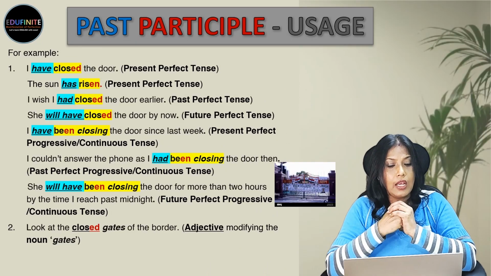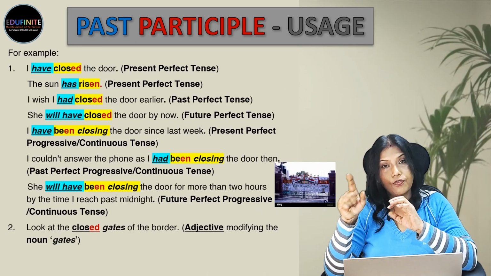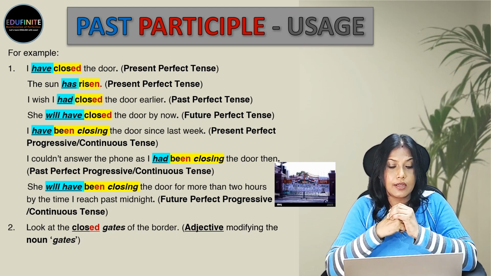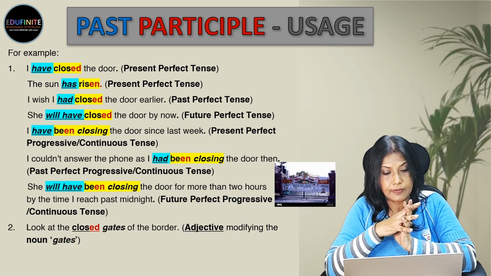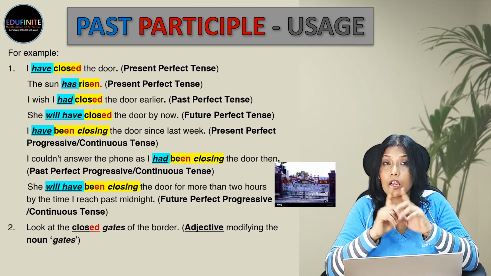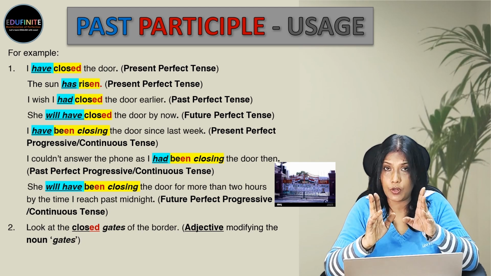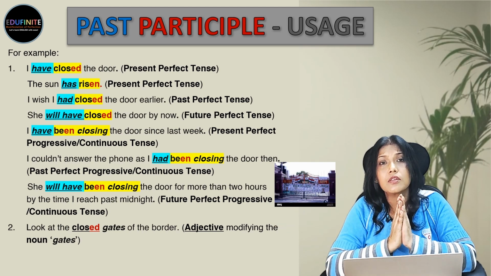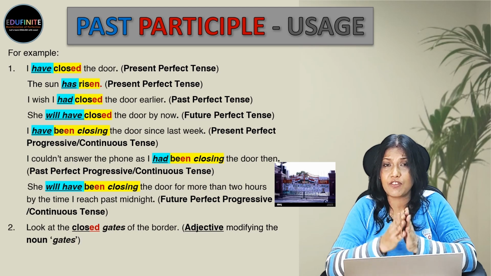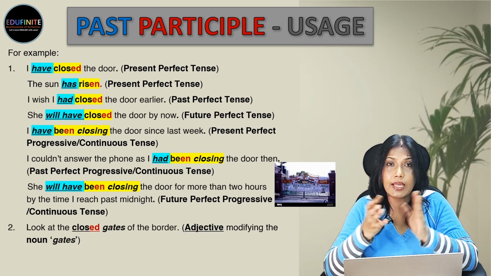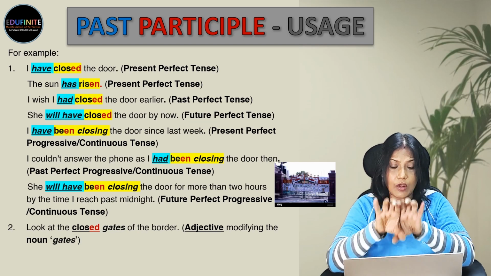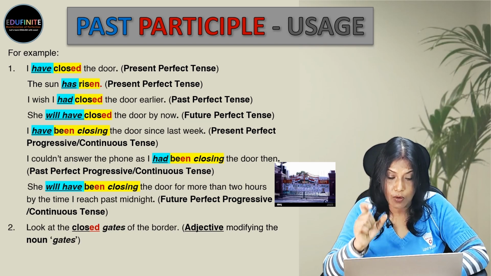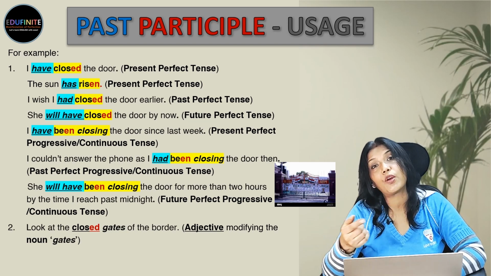Okay, next, look at the closed gates of the border. So here, what have we done? We have used the past participle. Here, what is happening? The word "closed," though it looks like a verb, is not acting as a verb. It is telling us more about the gate. It has already been closed. So it is an adjective because it is telling us more about the noun. The gate has been closed, so the closed gate. The past participle "closed" is an adjective and is modifying the noun "gate."